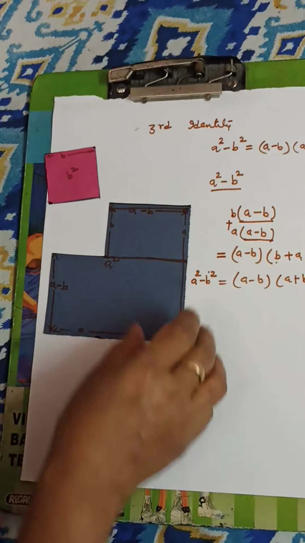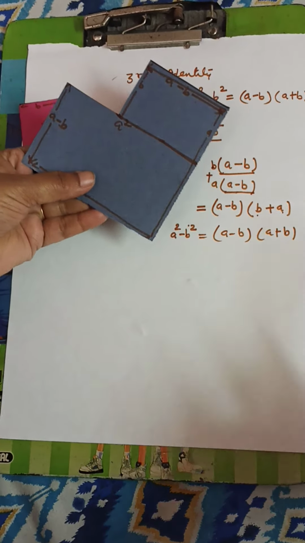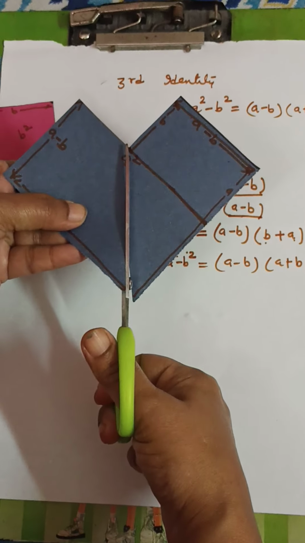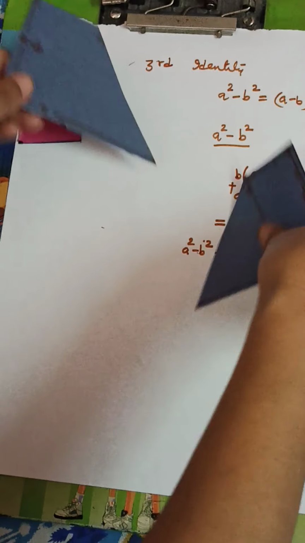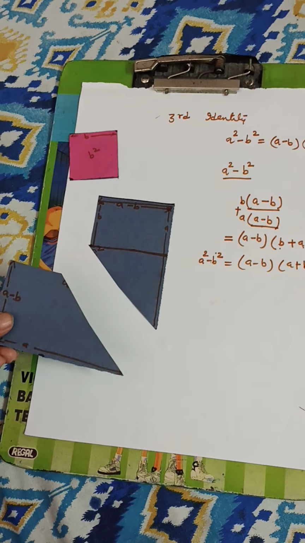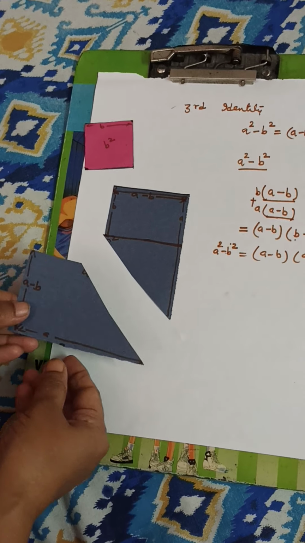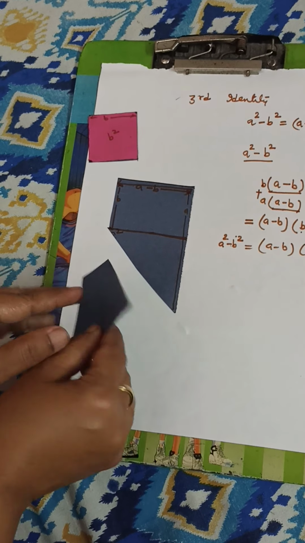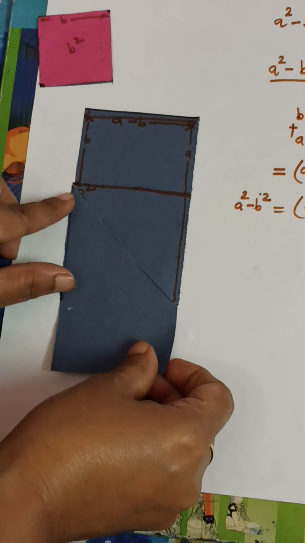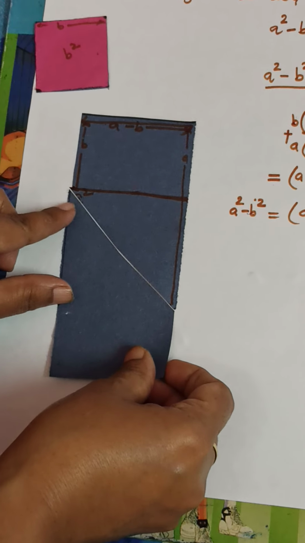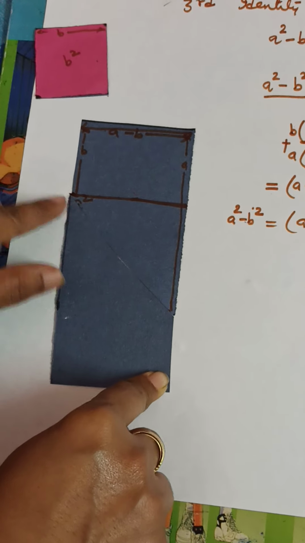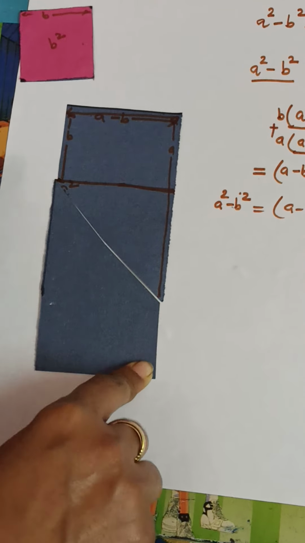Another way is there. We can just cut it this way. Now we rearrange this to form a rectangle. How can we form it? We can do this as this. Now see. What was this? B. And this was A minus B.